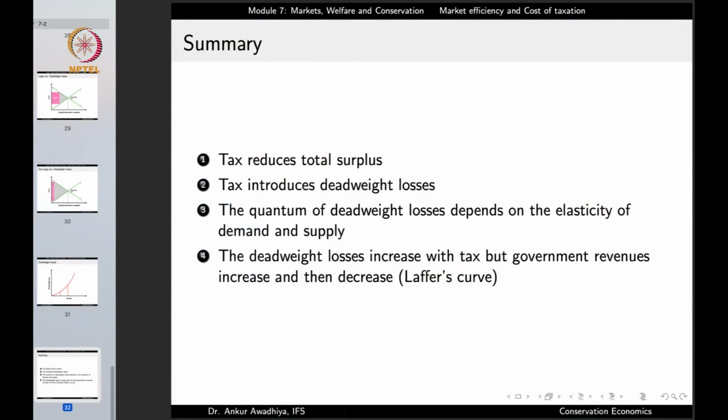We also observe that when we talk about the deadweight losses, if there is elasticity, then the deadweight losses are more. So if we consider an inelastic demand and supply, for the same tax size, the deadweight loss is less. If either the demand or the supply curve becomes elastic, then the deadweight losses are more. If both the demand and supply curves are elastic, then the deadweight losses are even more. So the quantum of deadweight losses depends on the elasticity of the demand and supply, and the deadweight losses increase with the tax, but government revenues increase and then decrease following the Laffer curve.